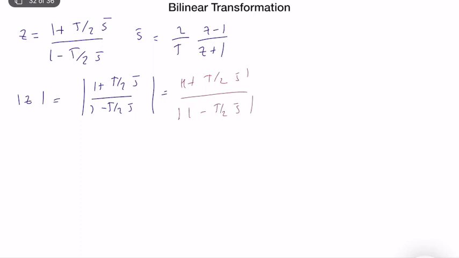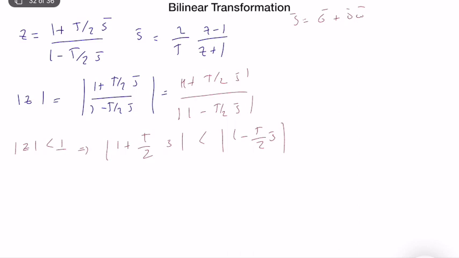I wonder what happens if I limit my Z to inside the unit circle. If the magnitude of Z is limited inside the unit circle, I wonder what kind of constraints I have on the S bar domain. In that respect, I can easily see that the magnitude of 1 plus T over 2 s bar is less than the magnitude of 1 minus T over 2 s bar. If I write s bar as sigma bar plus j omega bar, this is a fictitious real part and this is a fictitious complex frequency.